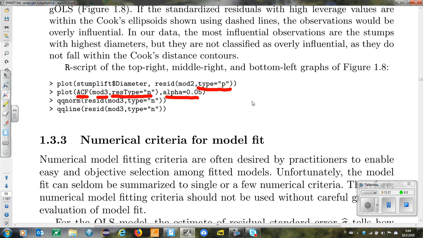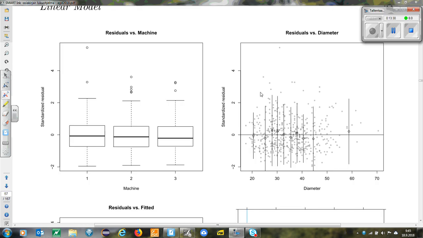And then we could also make the QQ normal plots of the residuals by using these commands. So here we see the residuals. Here we have the Pearson residuals. It says that they are standardized, but they are standardized residuals of the Pearson type, and they are with respect to machine. And now we see that when we fitted the variance function that included diameter, it also made the variance constant with respect to machine.